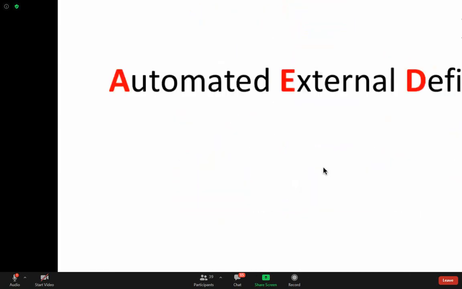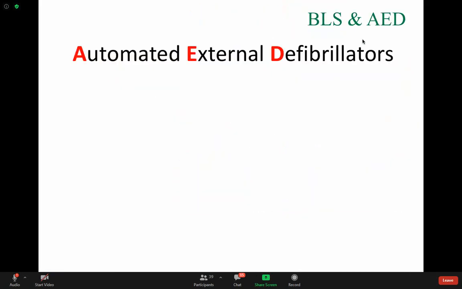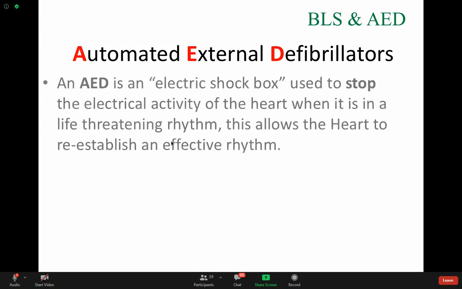Okay, defibrillation. Defibrillation, for basic life support, is done with automated external defibrillators. The AED is basically an electric shock box used to stop the electrical activity of the heart when it is in a life-threatening rhythm. This allows the heart to reestablish an effective rhythm, and it goes back to a normal rhythm.